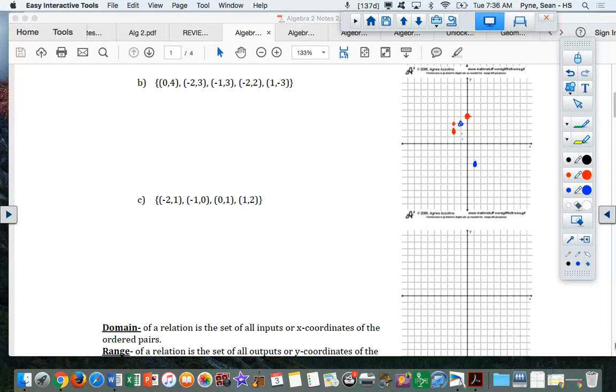All right. So hopefully no one had any problems with that. I'm going to do the next one a little quicker. All right, so -2, 1, move over 2, go up 1. -1, 0, 0, 1, and 1, 2. Any questions on these? Not really. Pretty simple. Good. That is a relation. A relation is just a bunch of ordered pairs.